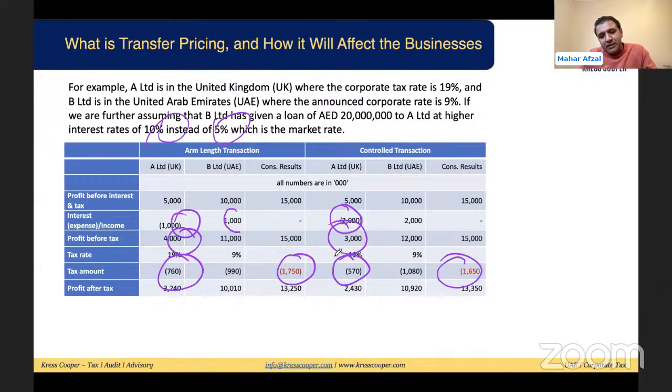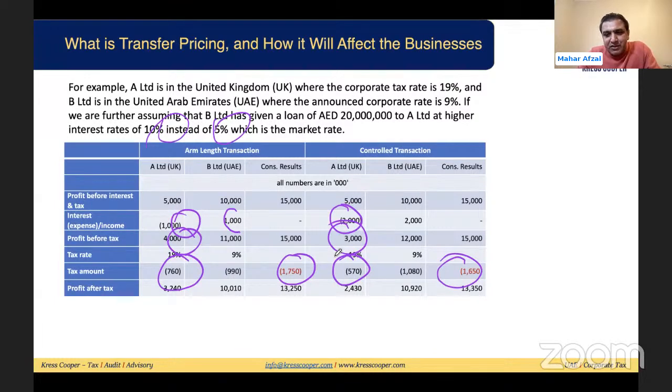These are the numbers given by the FATF. FATF says annually there is a $240 billion tax revenue loss. And this is not my number. These are the numbers given by the FATF. $240 billion annual tax revenue loss.